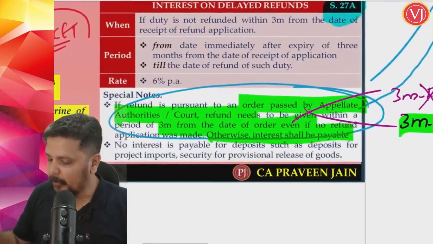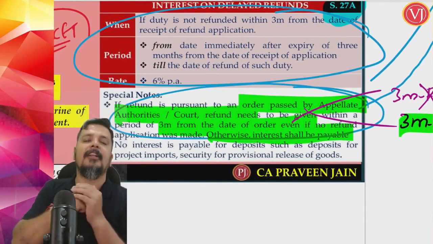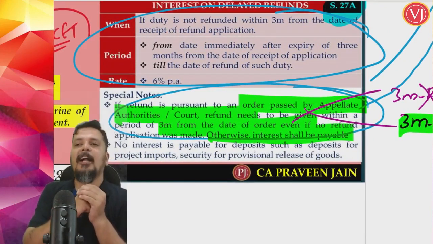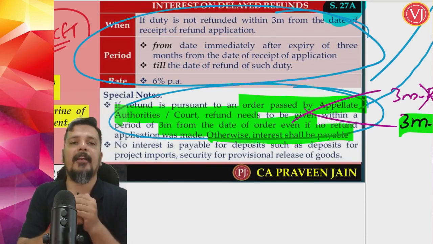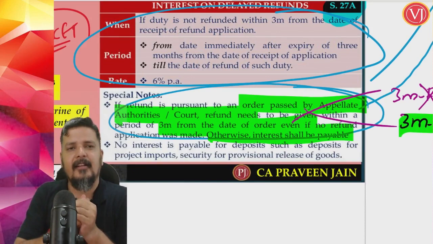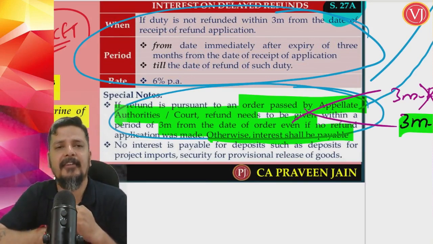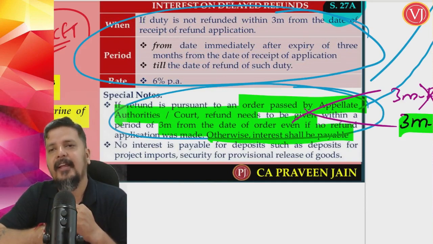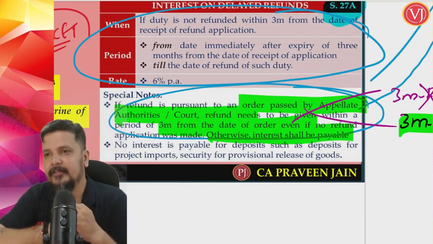And with respect to interest, I guess we have already discussed how interest will be calculated. What is the time the department has to give you the refund? There is no direct time limit for the department. An indirect time limit is there. If they don't give you the refund within 3 months of the refund obligation, they have to pay with interest at 6%, right from the next day of 3 months till the date of actual refund.